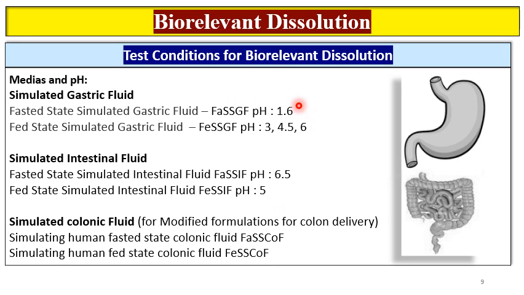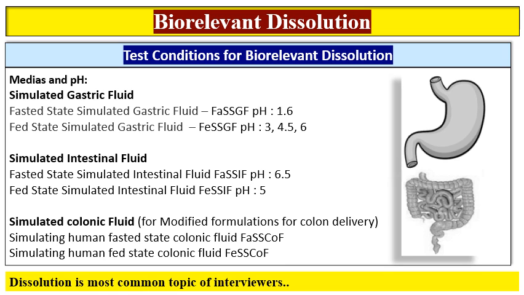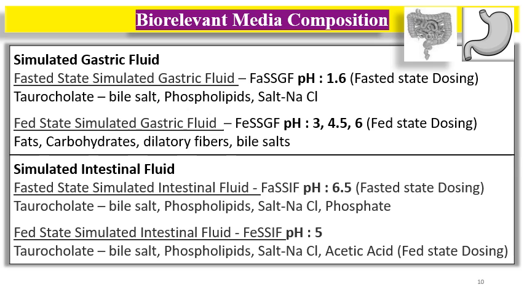So these are the main medias used in the biorelevant dissolution, and you can say that the pH varies from 1.6 to 6.5. Then simulated colonic fluids are there. These are used for modified formulations, mainly for colon delivery, and as per the formulation design, these might be the delayed release formulations. For delayed release formulations, these simulated colonic fluids can be used as the biorelevant media.